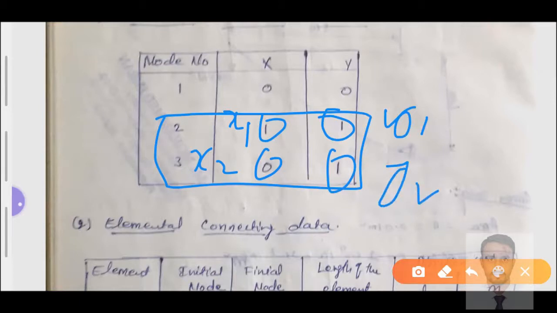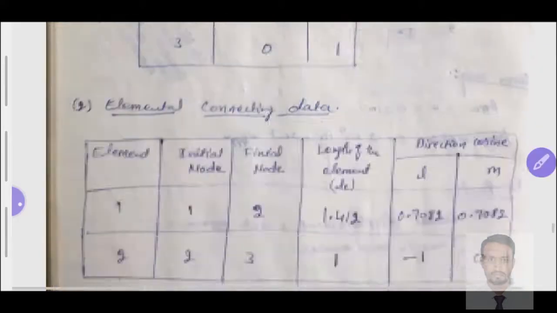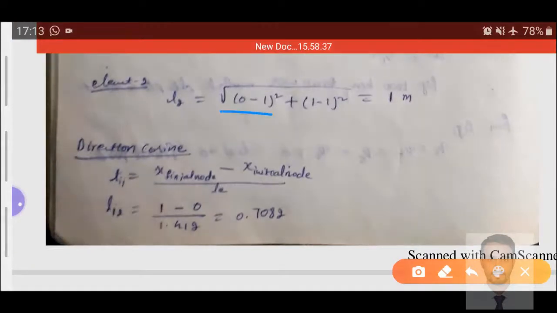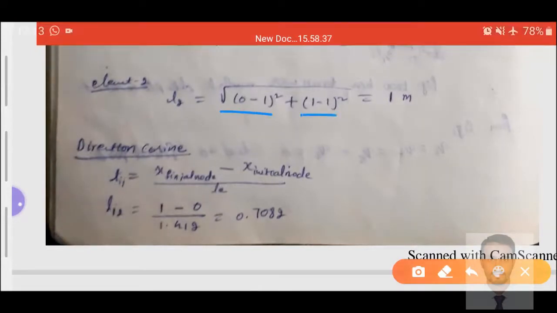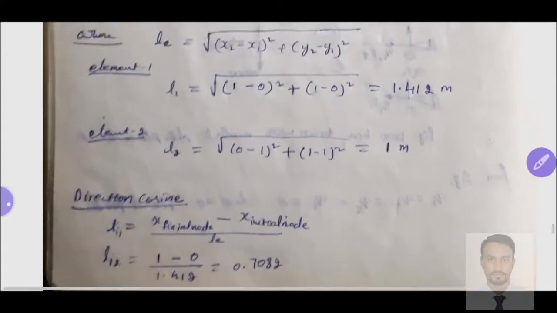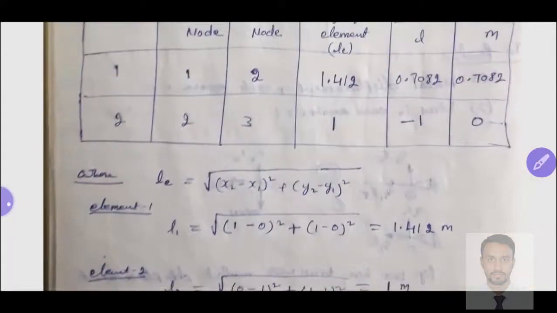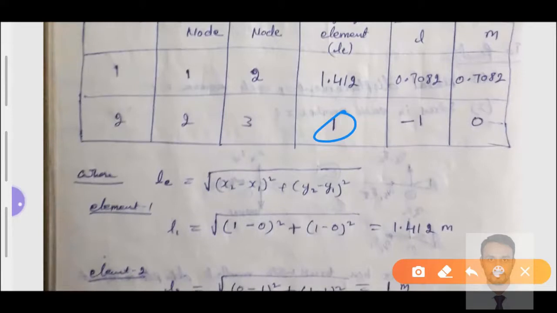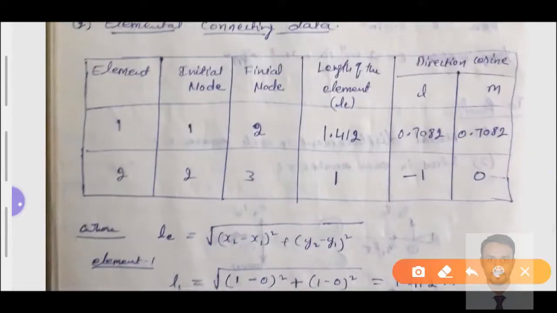So that means (0 minus 1) whole square plus (1 minus 1) whole square, under the root, equals 1 meter again. We have just cross verified, and after cross verifying we also got the same value. There is no need to find it; you can directly take it down. I just calculated it for clarification purposes. After this we found the elemental data.